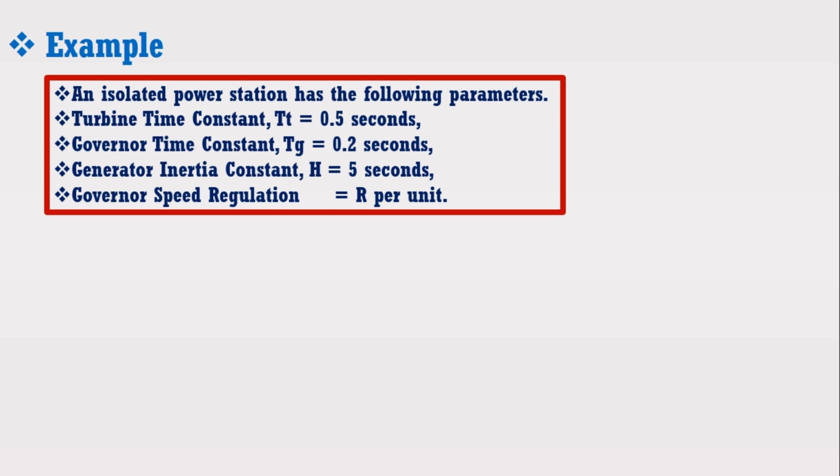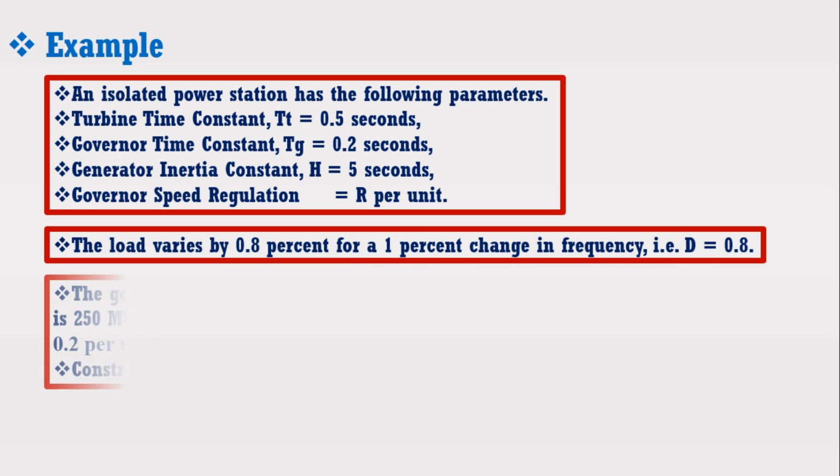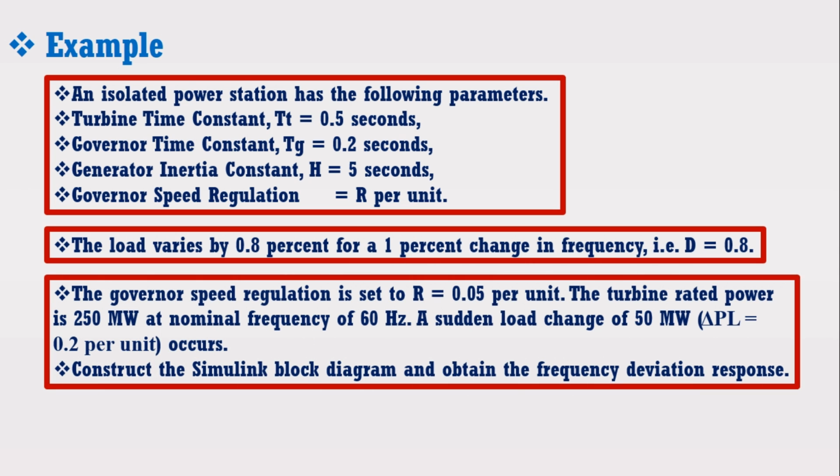Consider the example which consists of an isolated power station having the following parameters. As we are going to design the model using transfer functions, we need the time constants of various equipment used in the power plant, such as governor, turbine, generator. The power plant has a rated power of 250 megawatt, and all of a sudden a load of 50 megawatt is increased. Due to this, system frequency will vary. We have to build a Simulink model of the power system and measure this frequency deviation in per unit.